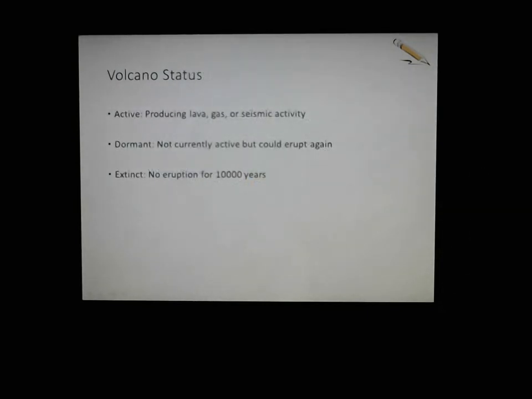So, those three statuses that we have for volcanoes: anything that is currently producing lava or volcanic gas, or any sort of seismic activity nearby. Remember, seismic means earth. We call that active. Dormant is where we say it doesn't seem to be having any of this, but could go off again. And then extinct, we say no eruption for 10,000 years.